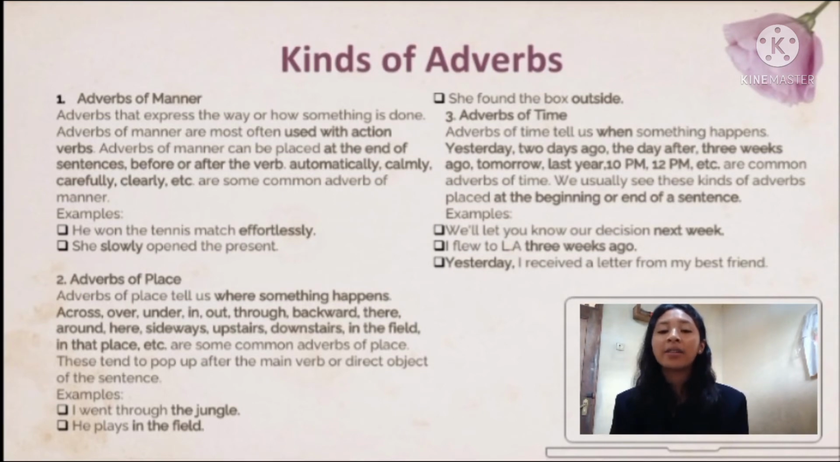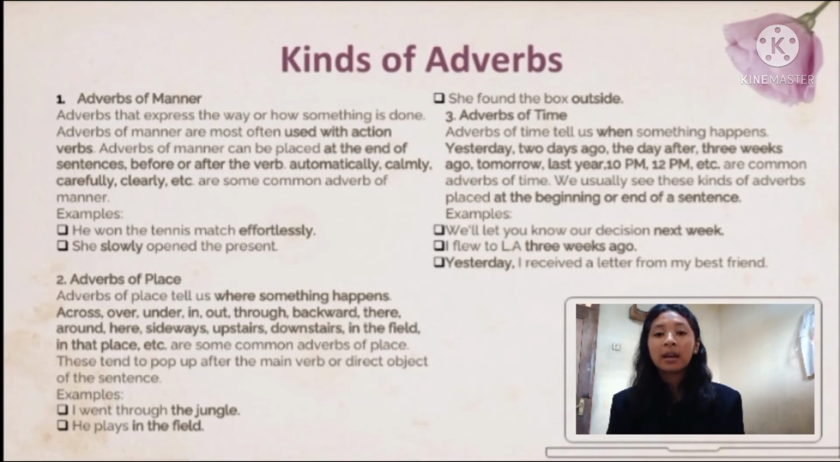And the second kind of adverbs is adverbs of place. Adverbs of place tell us where something happens. Some examples of adverbs of place are across, over, under, in, out, through, backward, there, around, here, sideways, upstairs, downstairs, in the field, in that place, and so on. These tend to pop up after the main verbs or direct object of the sentence. For example, I went through the jungle. He plays in the field. She found the box outside.